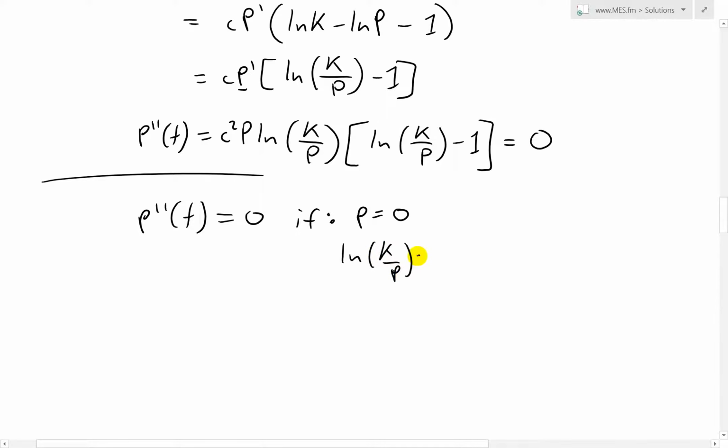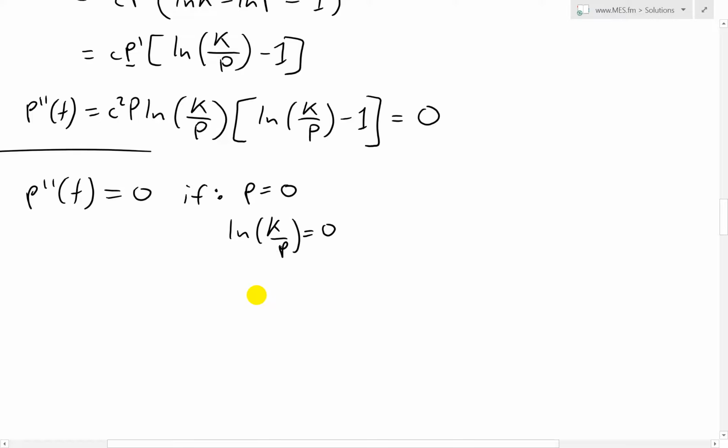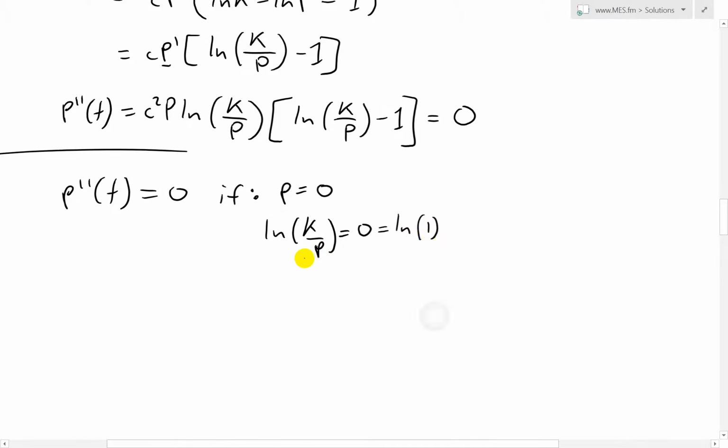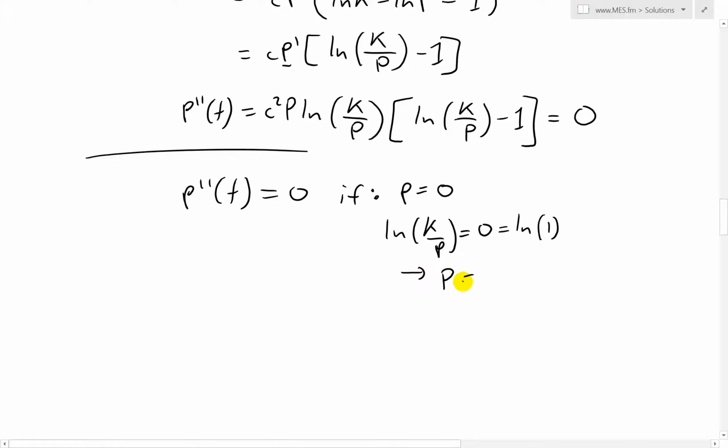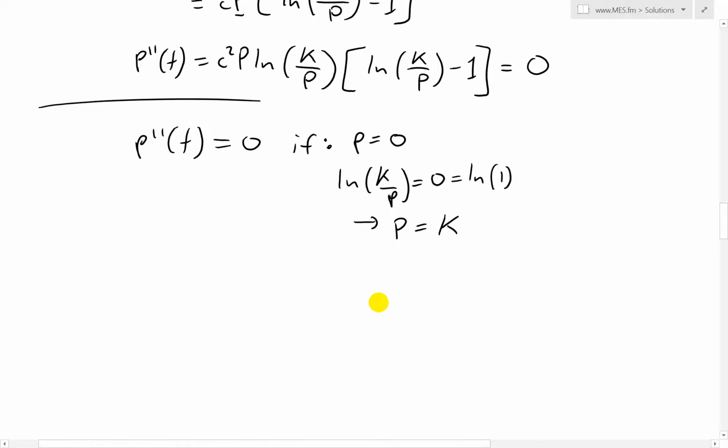And this is only possible if, recalling what the logarithmic function looks like, the inside equals 1, since ln of 1 is 0. In other words, P is equal to K. So we have these two, P equals 0 and P equals K. These are just the equilibrium solutions. I'll write these down. These are the flat line equilibrium solutions, which don't tell us too much.